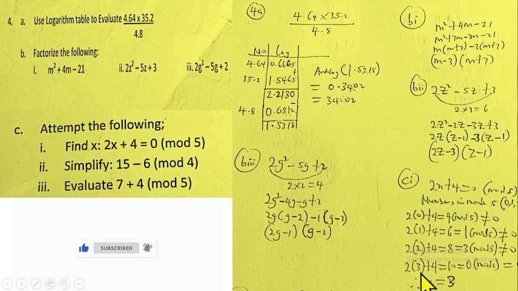The next number is 3. So you put 3 here. 2 times 3 is 6 plus 4, that gives us 10. Then change 10 to mod 5. That means 5 in 10 is 2, remainder 0. So that means write down the 0, mod 5. And 0 is equal to what? 0. So 0 is equal to 0. So that means the number that we put in here to give us this 0 is 3.